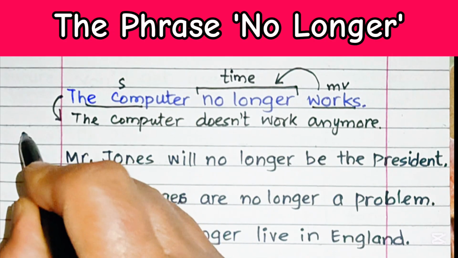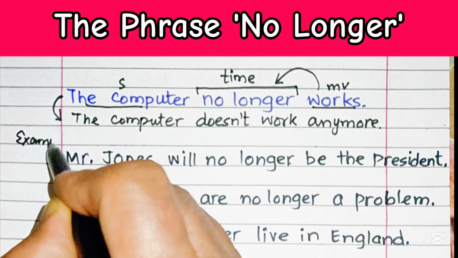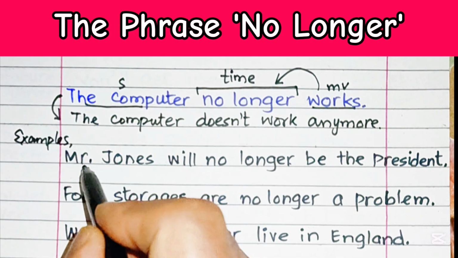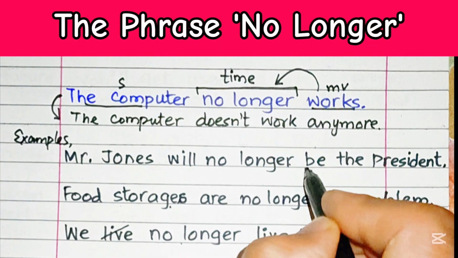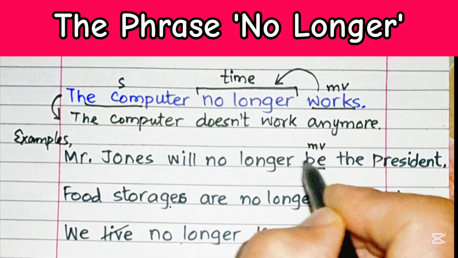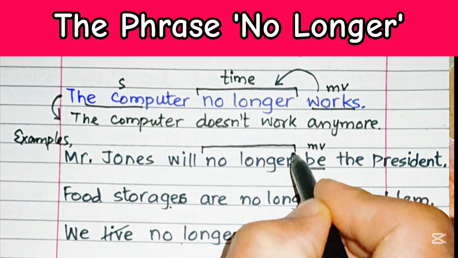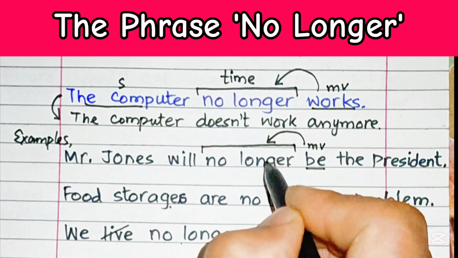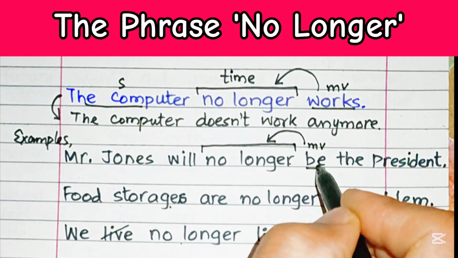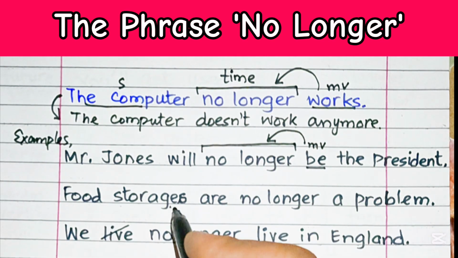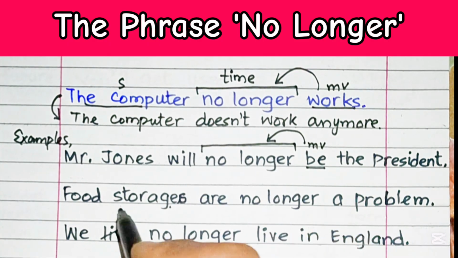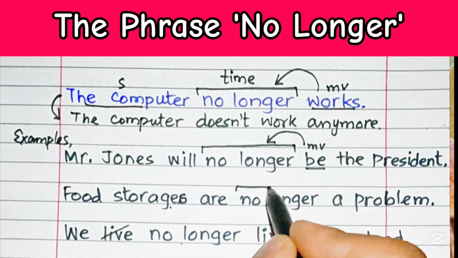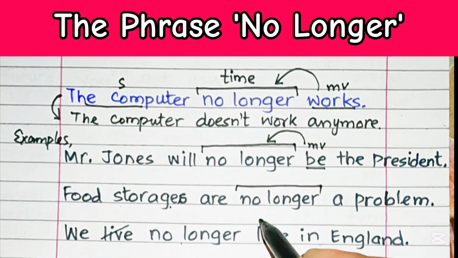Now look at a few more examples in order to further consolidate the concept. Mr. Jones will no longer be the president. This is the main verb "be," and before this we have got "no longer," and it is to be put in front of or before the main verb. Food storages are no longer a problem.